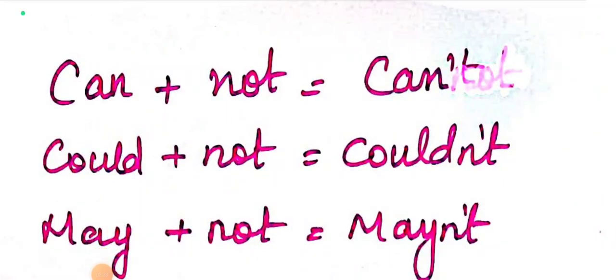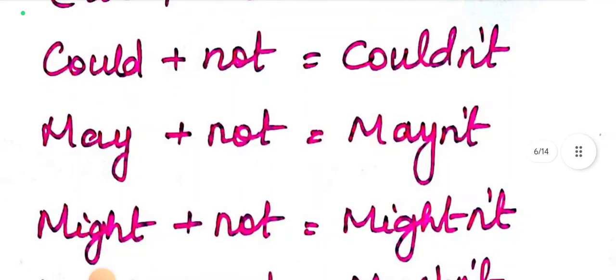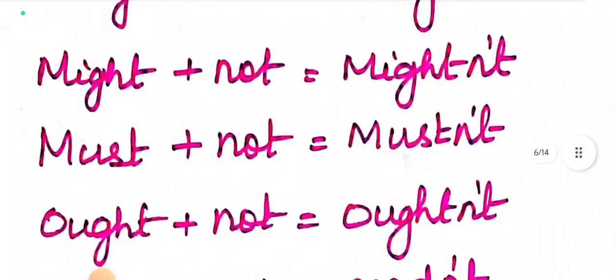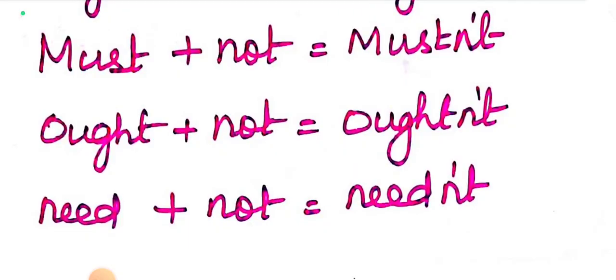More, can plus not, can't. Could plus not, couldn't. May plus not, mayn't. Might plus not, mightn't. Must plus not, mustn't. You read it like mustn't. Ought plus not, oughtn't. Need plus not, needn't.